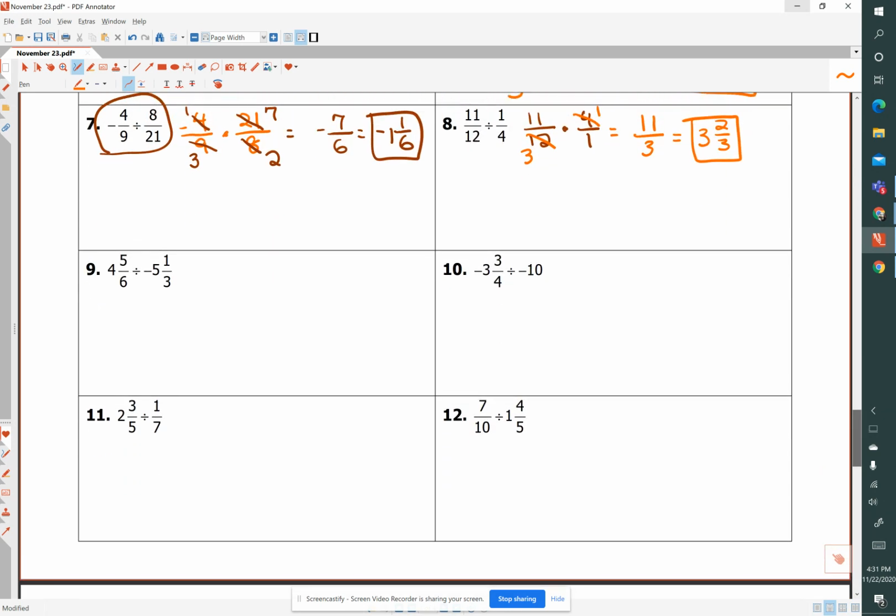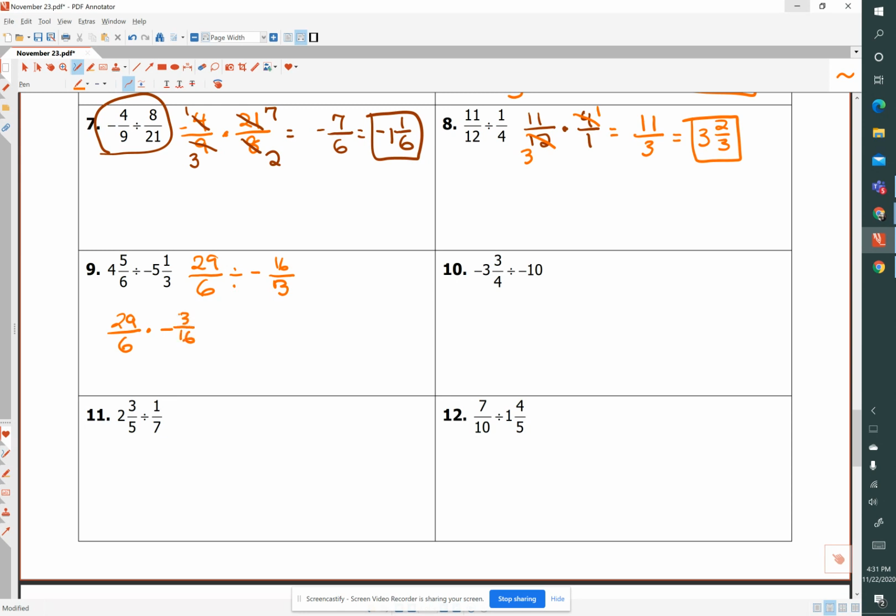Number 9. Now we're going to have to do some converting. So first we'll rewrite as improper fractions. 6 times 4 is 24, and 5 is 29 over 6. Divided by 5 times 3 is 15, and 1 is 16 thirds, and it's a negative. And now we'll rewrite 29 over 6 times -3/16.